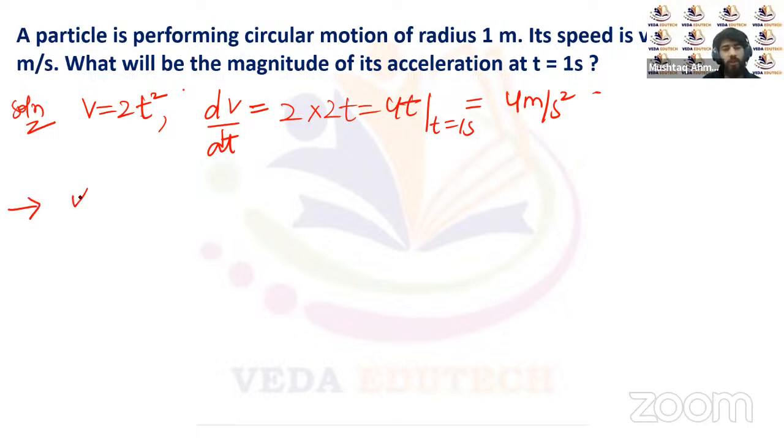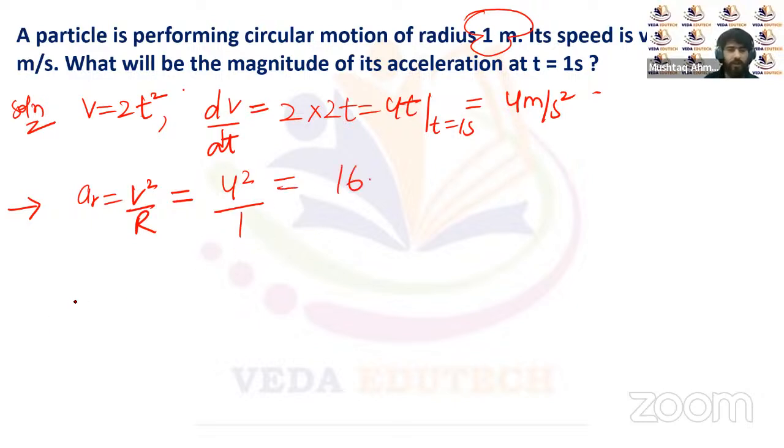Talking about the centripetal acceleration, that will be the radial acceleration here, which will be equal to v square upon r. V square is equal to 4 square upon r. R has the value equal to 1 meter, so it will be 4 square upon 1. That will be equal to 16. So 16 here is the radial acceleration.